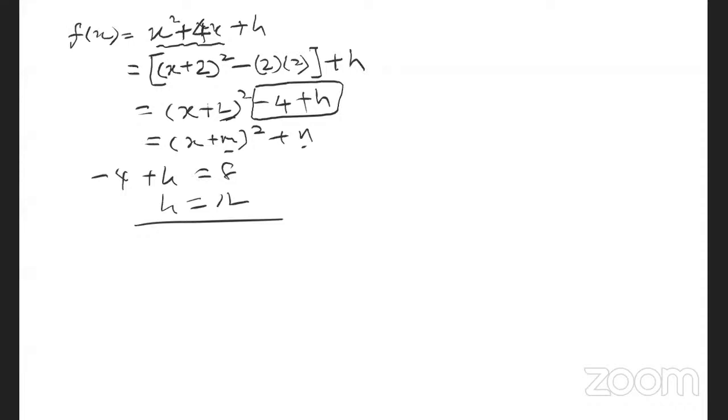Okay, 2017, 113. It's given that one of the roots of x squared plus this is the negative of the other root. What is the meaning? What's the meaning?